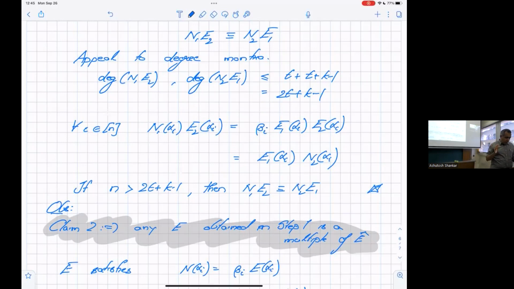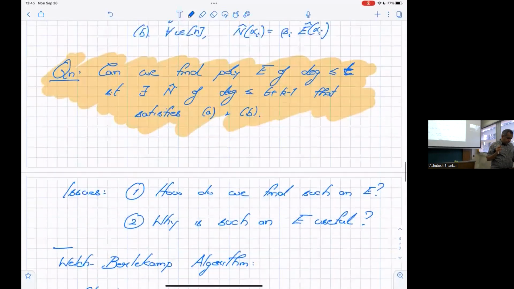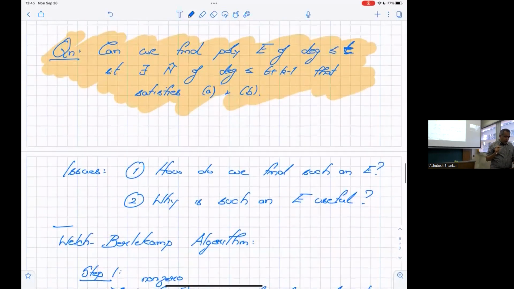But right now, I want to ask: the Berlekamp-Welch algorithm was one way to solve B. We will see yet another way to solve B, and then show that it also gives you the same answer.